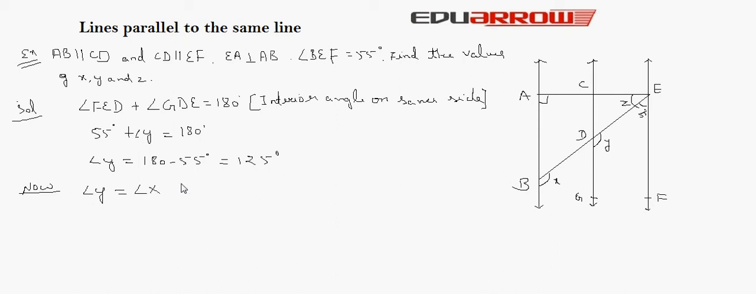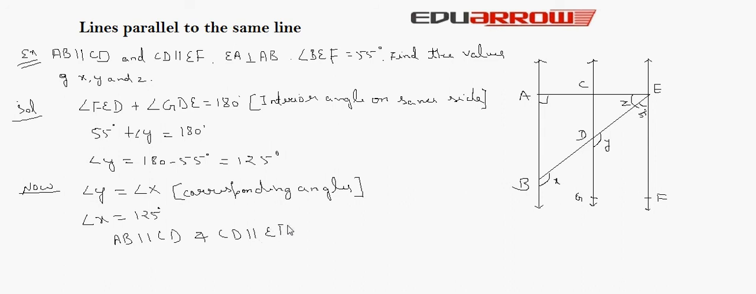Now angle Y is equal to angle X as they are corresponding angles, and corresponding angles are equal when a transversal cuts two parallel lines, and it is given AB and CD are parallel. So angle X and angle Y are equal. Therefore angle X is also equal to 125 degrees.